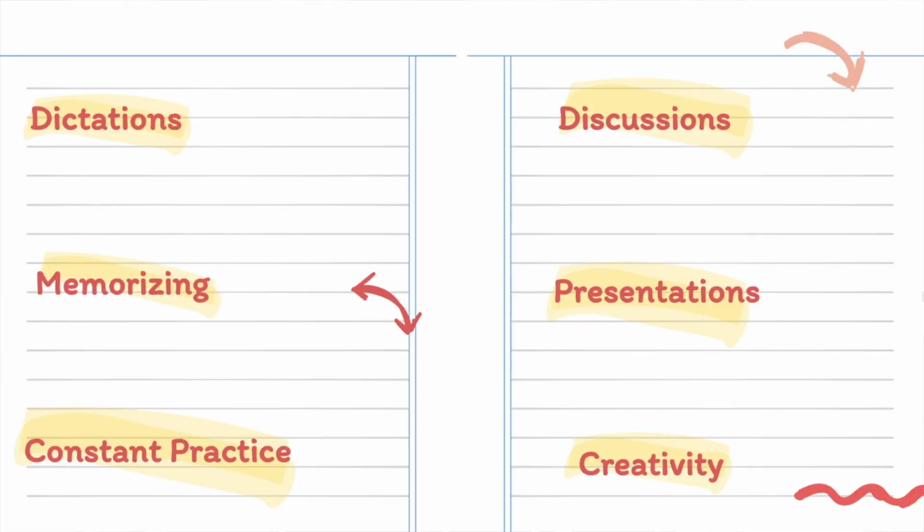Another major difference is the class environments. While it varies from school to school or teacher to teacher, there are general trends that are specific to each system. Local school classes are very much teacher-led, with dictations, memorizing, and constant practice, with very little room for discussions, presentations, or creativity. Now, this differs greatly from the international school systems, where we can learn not only from our teachers, but also from our peers.